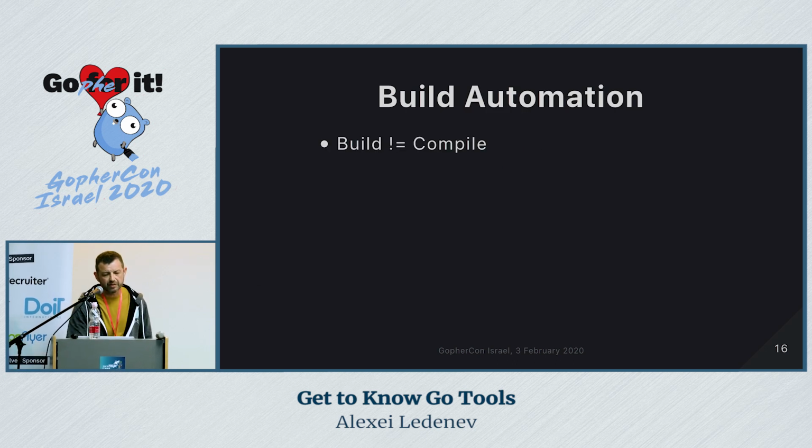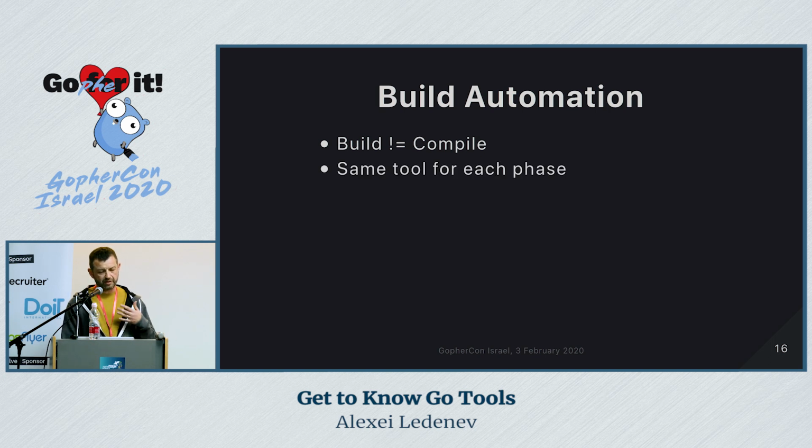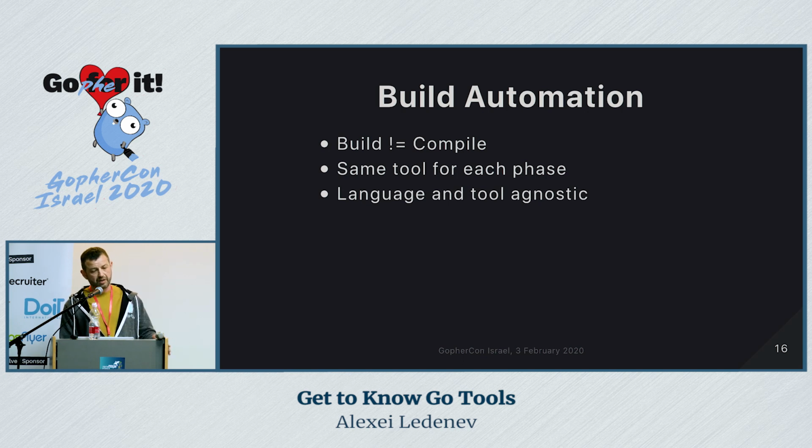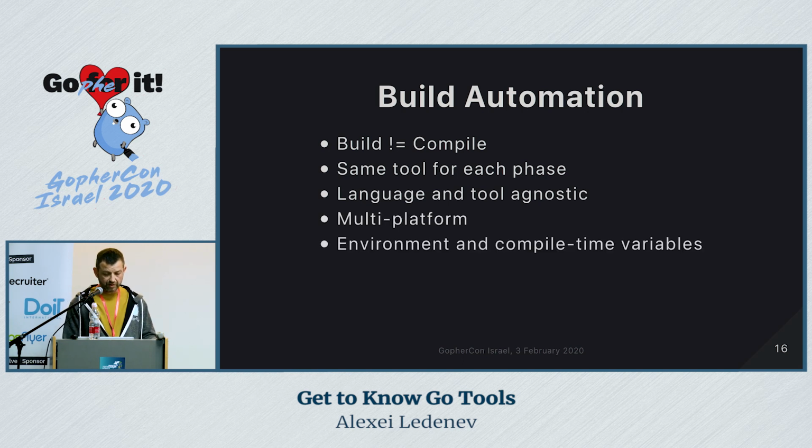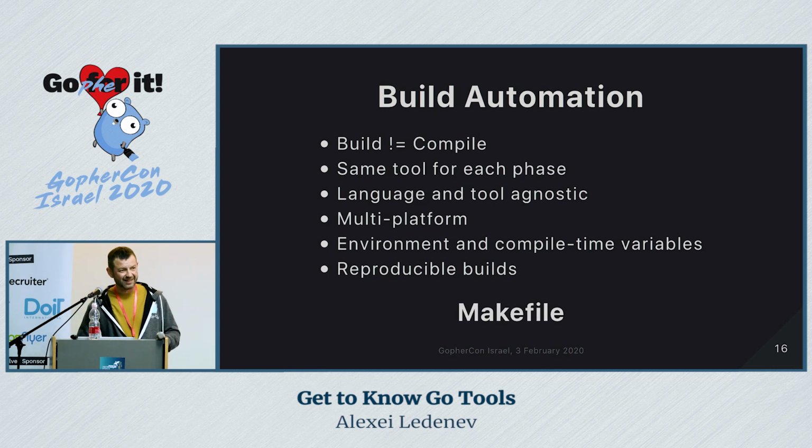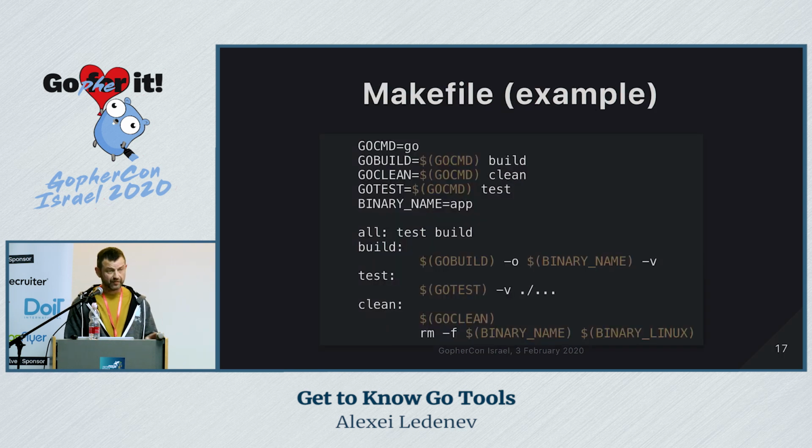For build automation, which is different from compilation, you have multiple phases and you run multiple tools. It's not exactly like compiling. You run different tools for each phase. I try to make it language and tool agnostic, to run on multiple platforms, using environment variables and file type variables. So I'm using a Makefile. And if you pay attention to multiple projects on GitHub, they use a Makefile to perform these tasks. Just an example of a Makefile, we'll look at it later.